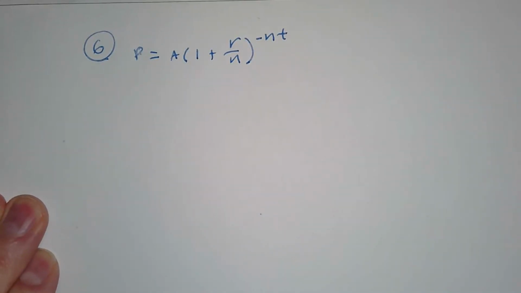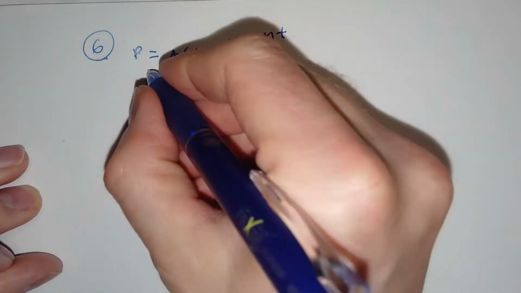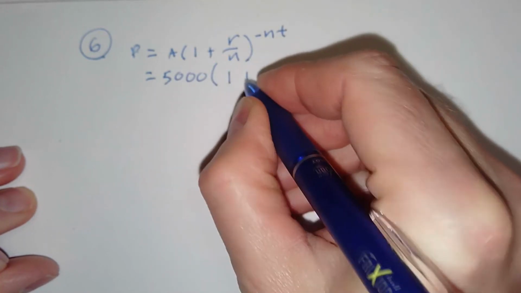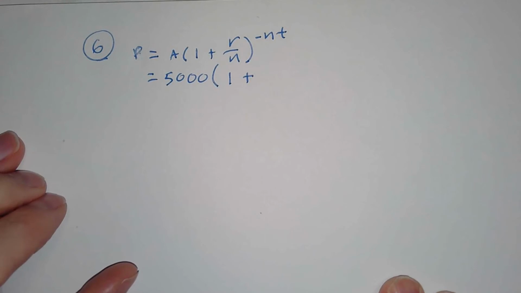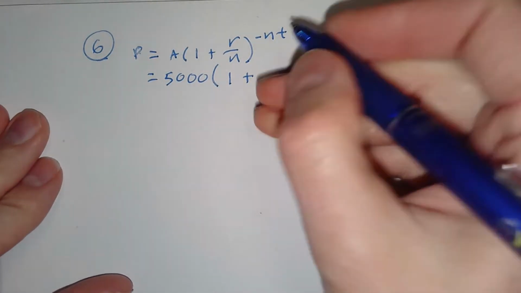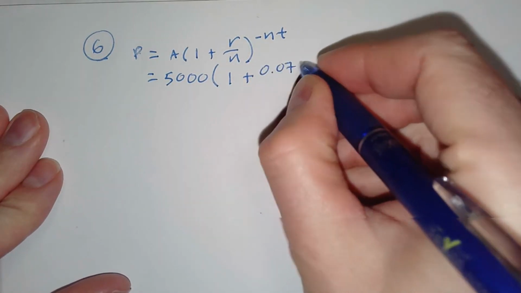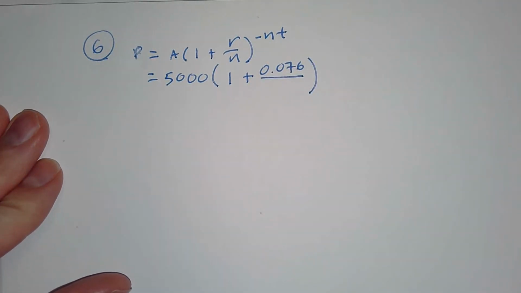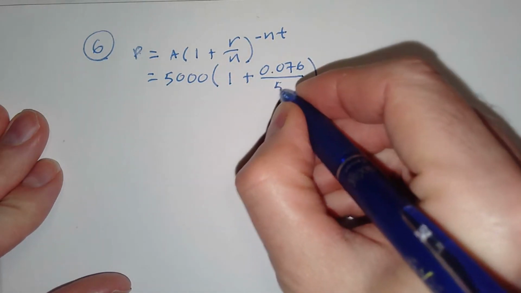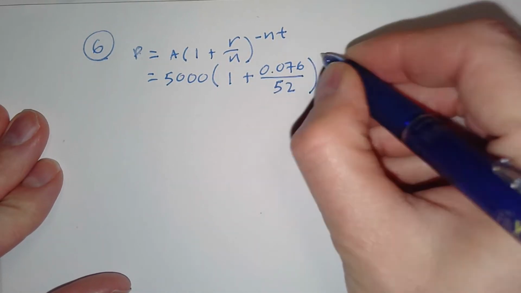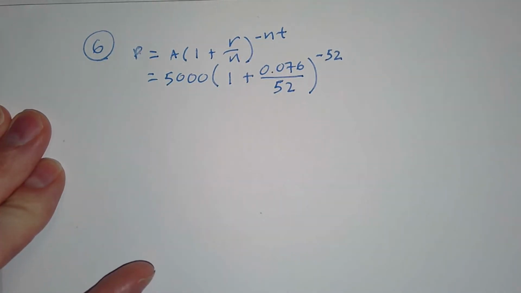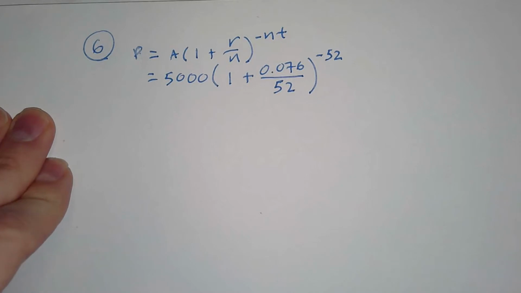So in our problem, we want to have $5,000 in the future. Interest rate is 7.6%, so we're going to write that as 0.076. It's compounded weekly. Well, there's 52 weeks in a year, so we're going to be using 52 here. And then we want to do this over 3 years.